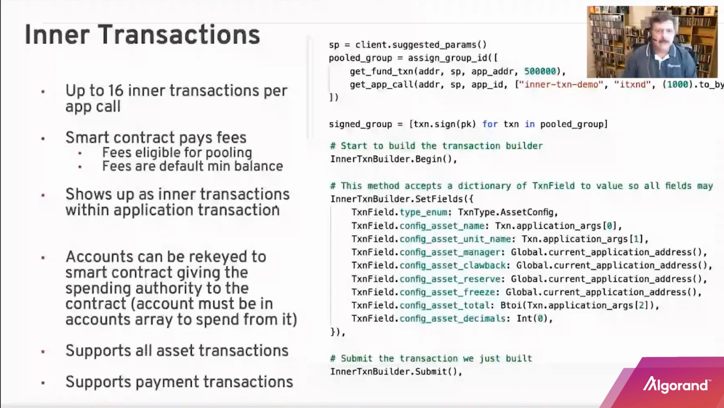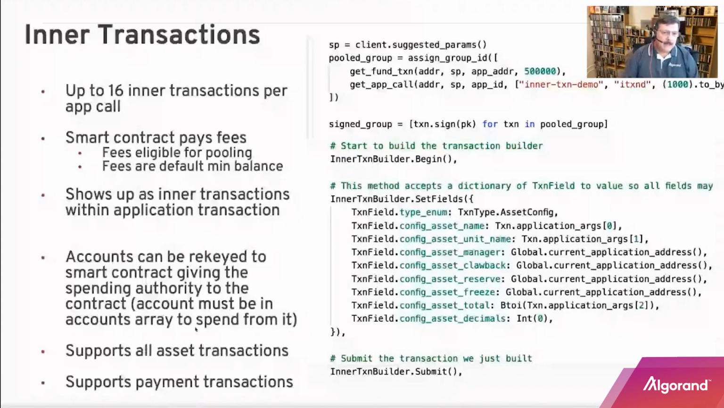And then we get to inner transactions, where you have up to 16 inner transactions per app call. Over on the right, you can see an example of that with some inner transactions. Those are all going to be used to build an asset. So that's going to create an asset. You can see you've got the type enum for the asset create, and then also asset name, unit name, all the roles and so forth over here in the Python on the right. And then smart contract fees: pay fees for fees eligible for pooling, and fees are the default minimum balance. Also shows up as inner transactions within the application transaction.